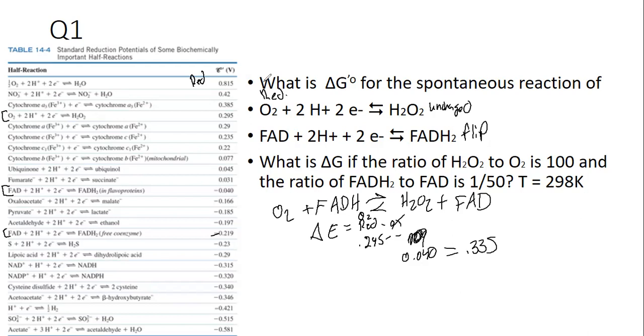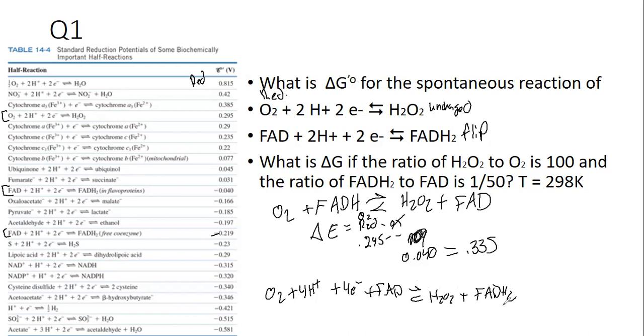However, let's say I didn't flip these. What would be my overall reaction? My overall reaction is oxygen plus 4 hydrogens plus 4 electrons plus FAD goes to H2O2 plus FADH2, which is not a redox reaction. Remember, a redox reaction is a transfer of electrons from one molecule to another. Here, I just have 4 electrons hanging out on one side of the equation.